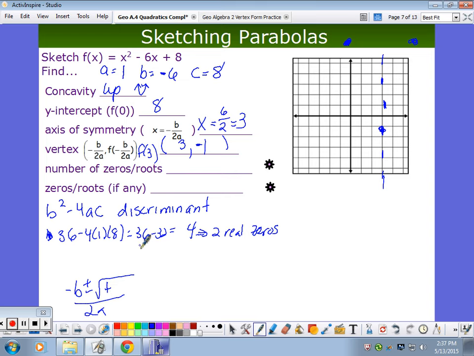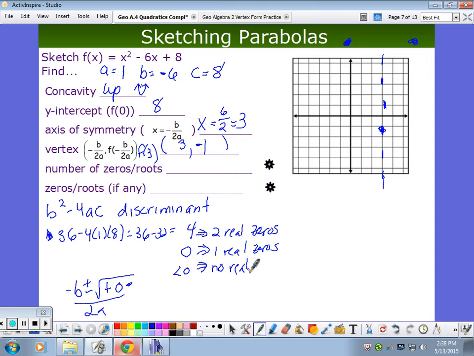Great. Well, what if I did this, and when I figured out the discriminant, I got 0, and now there was a 0 under here. What's the square root of 0? 0. So I'm adding and subtracting 0. How many solutions? How many zeros? Just the one. And what would happen if when I figure out b squared minus 4ac, I get something less than 0? Now there's a negative under the radical. In the real number system, can I take the square root of a negative number? No. So I say, nope, no real solutions.